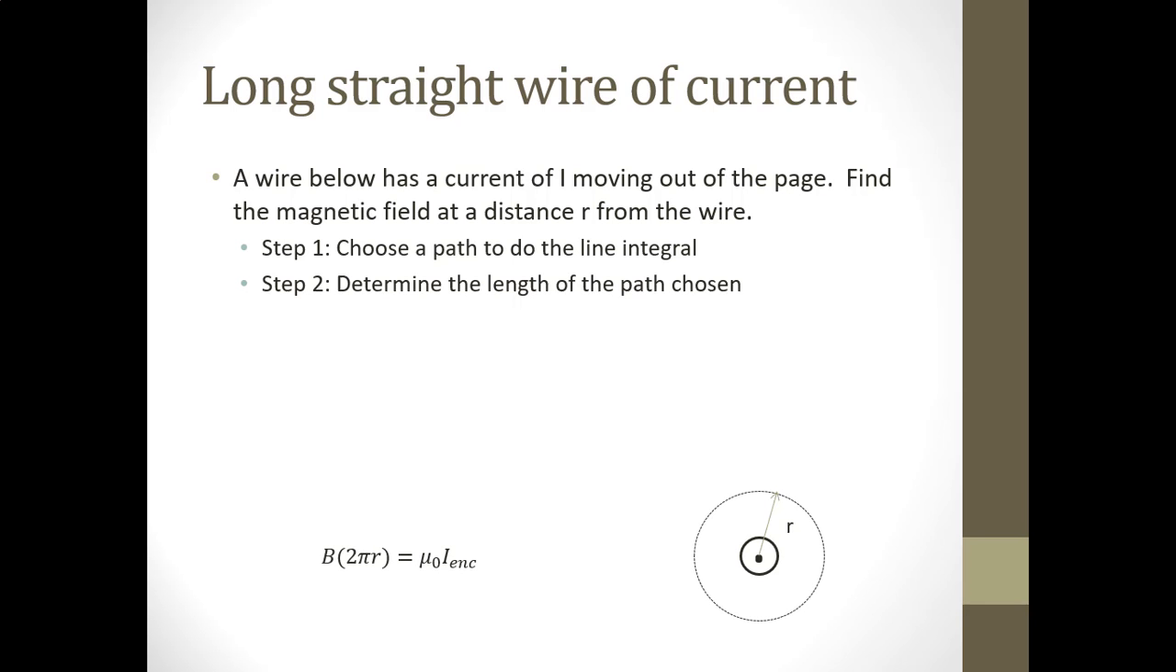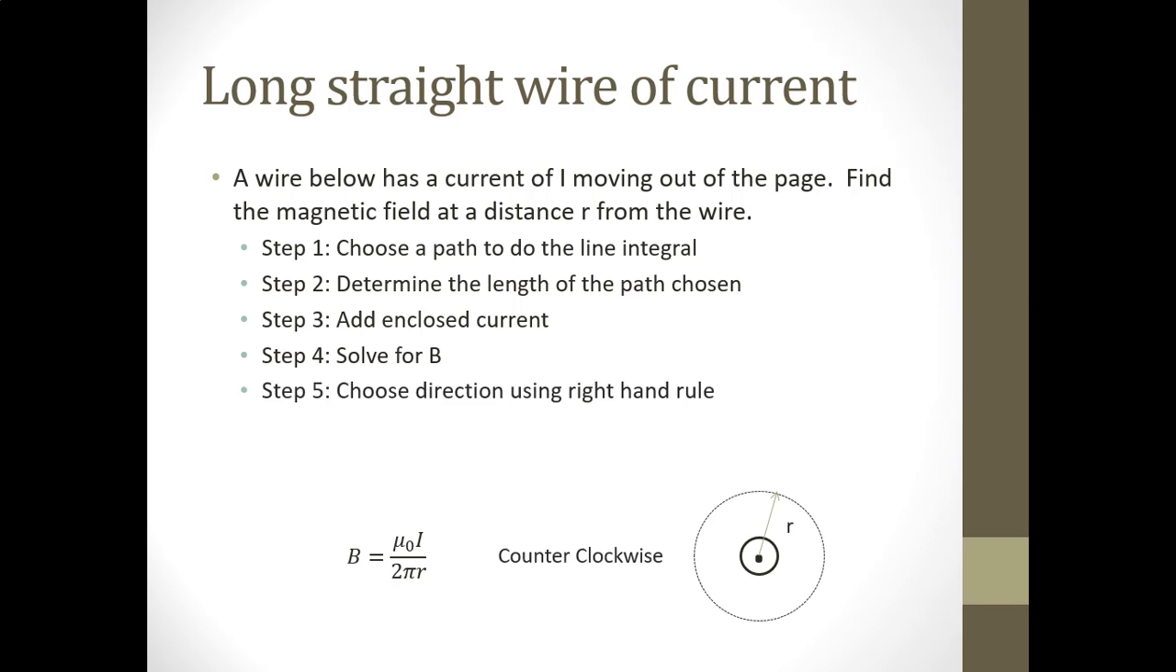Second step is determine the length of the path that's been chosen. The length is just the circumference of the circle, 2 pi r. Third step, add the enclosed current. The current enclosed by my loop is whatever the current in the wire is, I. Fourth step, solve for B. B equals mu naught I divided by 2 pi r. And then fifth step, use the right-hand rule to determine what direction the magnetic field is going to go. If the current's coming out of the page in this case, if you curl your fingers, you find that the magnetic field is in a counterclockwise direction around that wire.